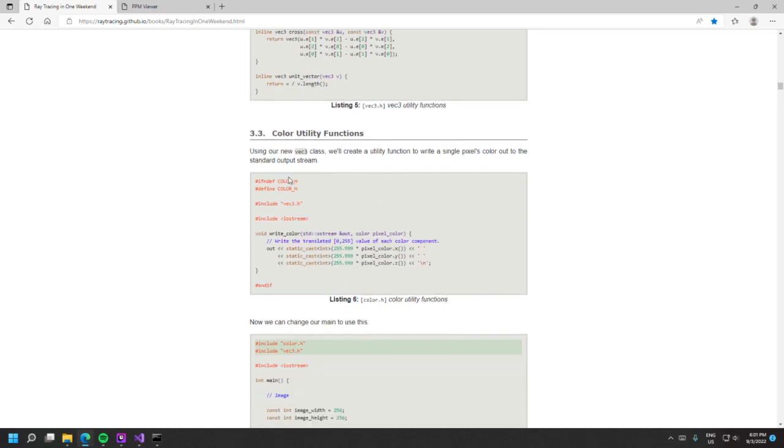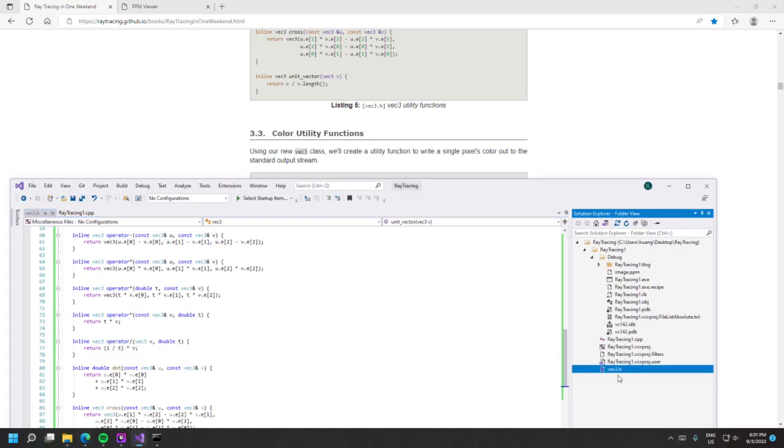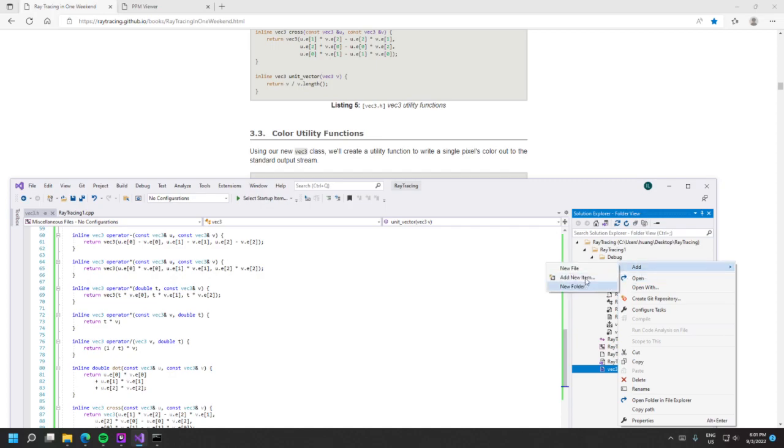Using the new vec3 class, we create a utility function to write a single pixel color out to the standard output stream. So we're doing something called color.h. Let's add something called color.h.